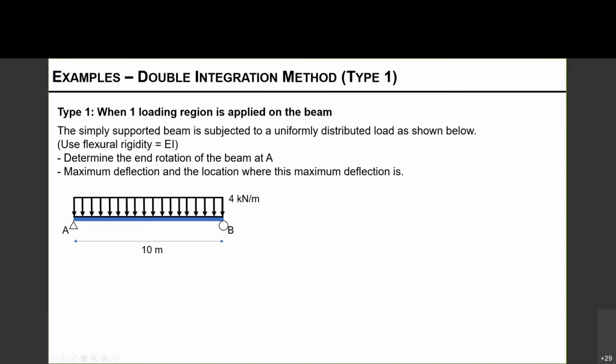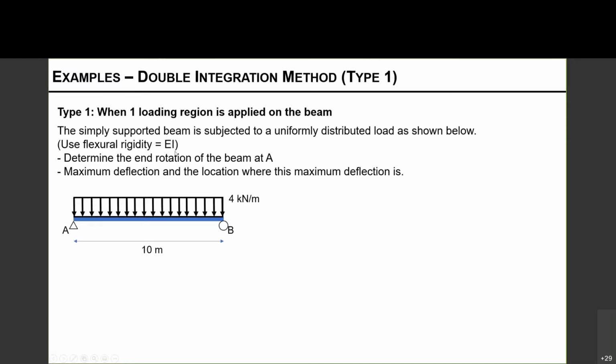Okay, so the question is, the simply supported beam is subjected to a uniformly distributed load as shown below, and the question is asking us to use the flexural rigidity as EI. So in the exam or in the homework, probably you will see that E can be some value, or I can be some value, or I can be given in terms of the geometry of the cross section of this beam, right? So you should be able to find out what I is and what E is.